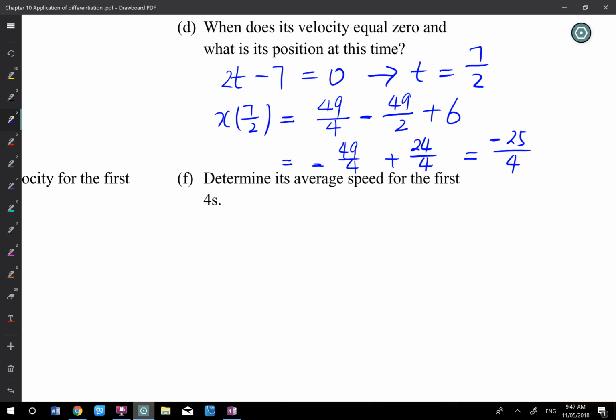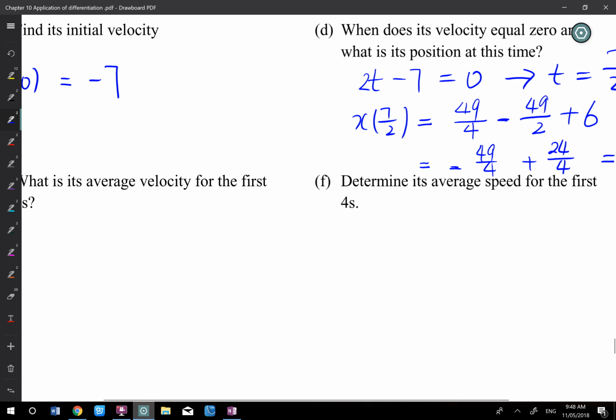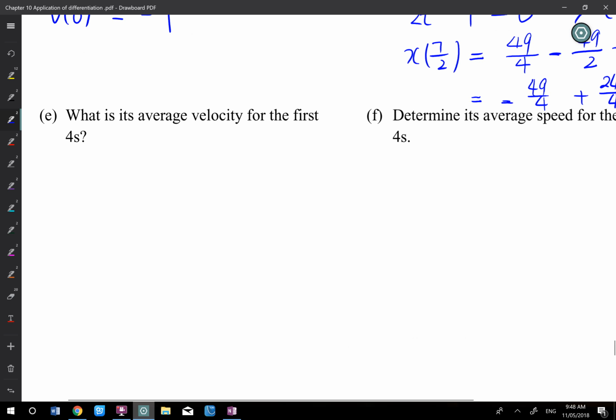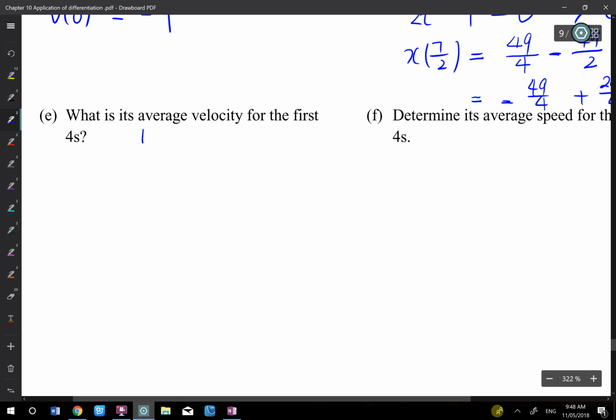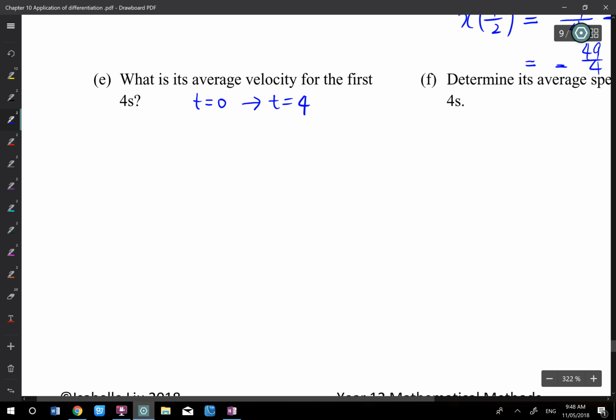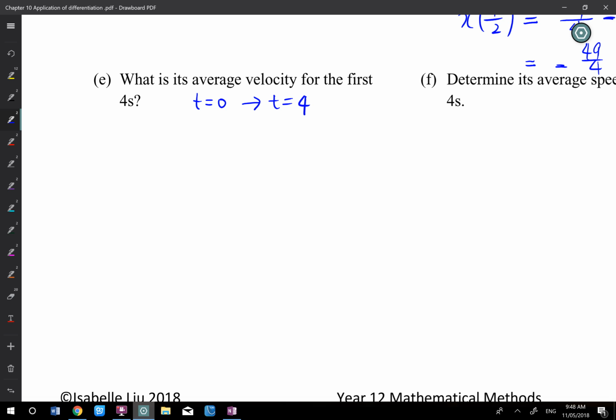It's all easy here. It's all basic substitutions. Now we have done the differentiation, we have done substitution, and the next question is asking for formulas. What's the average velocity for the first 4 seconds? The first 4 seconds is t equals 0 to t equals 4.